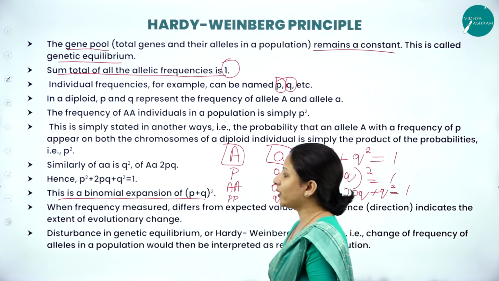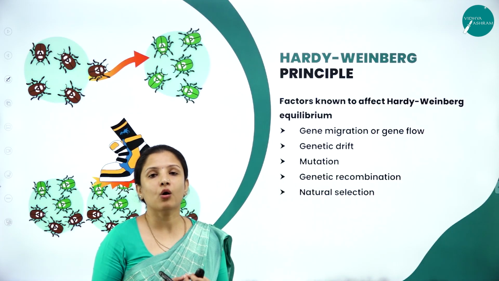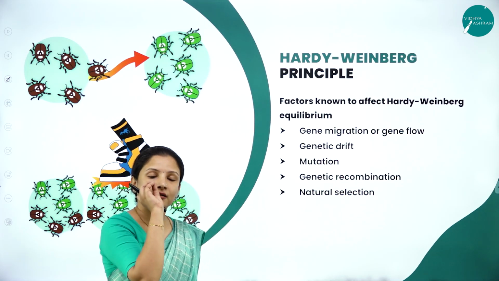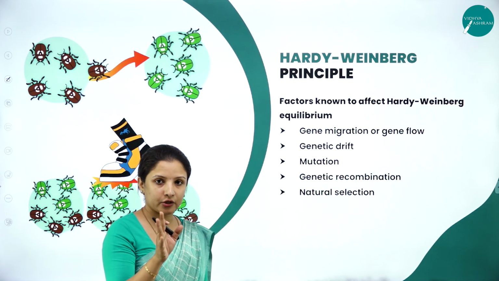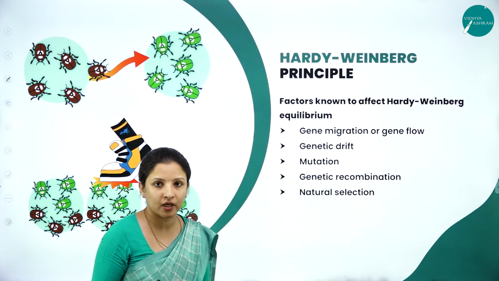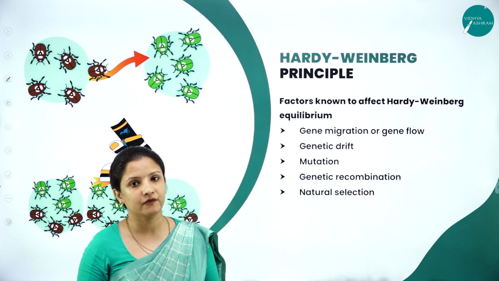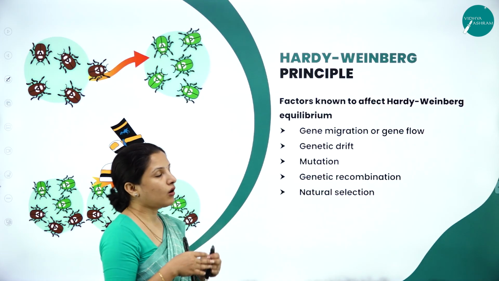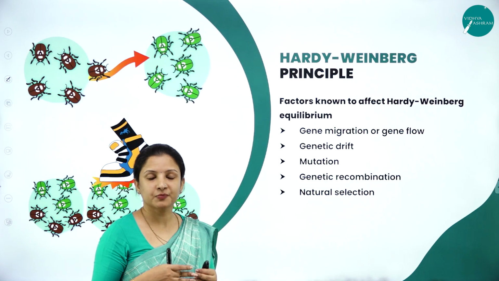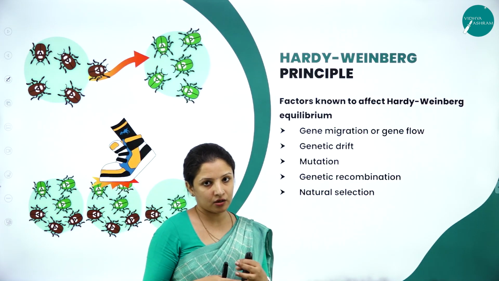So this Hardy-Weinberg's principle, actually, it cannot always be a constant. p square plus 2pq plus q square is equal to 1. It cannot always be equal to 1. It cannot remain a constant because there are various factors in the environment which can actually alter the Hardy-Weinberg's principle of equilibrium or equation. So what are those factors? We shall look into them.